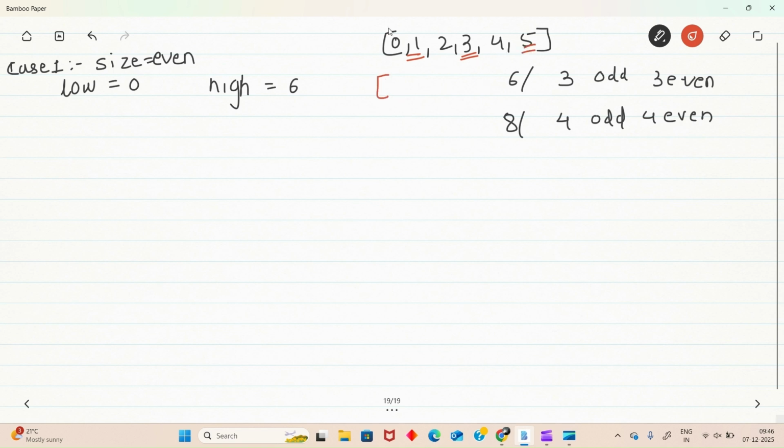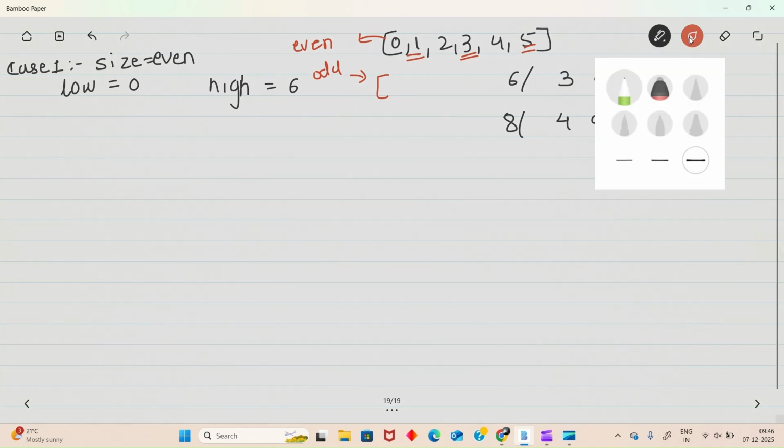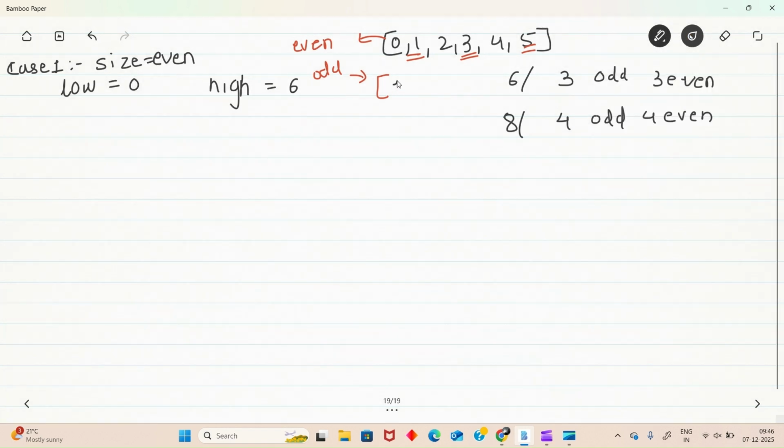Here the array starts with an even number. Even if it starts with an odd number, let's say it starts from 1, 2, 3, 4, 5, and 6, the odd numbers are 1, 3, 5. So whether it starts with even or odd, it doesn't matter. But if size is even, what is our answer? It is half of our size. That means my answer will be size by 2.